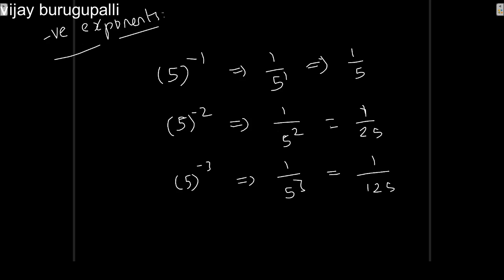In this way, you can use negative exponents for any given base value. For example, if you take 10 to the power of minus 3, you can write it as 1 by 10 cube, which is 1 by 1000.